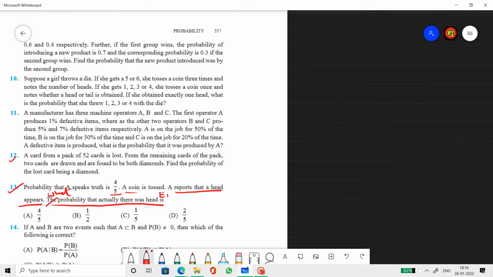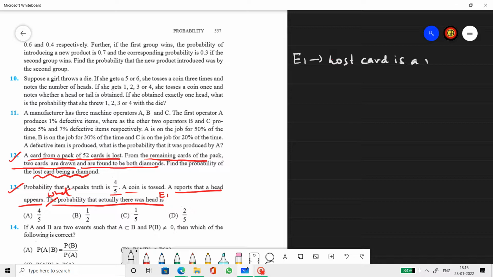Next we take question number 12. A card from a pack of 52 is lost. From the remaining cards, 2 cards are drawn and they are found to be both diamonds. Find the probability that the lost card be the diamond. So let E1 be the lost card is a diamond. And E2, the lost card is not a diamond.